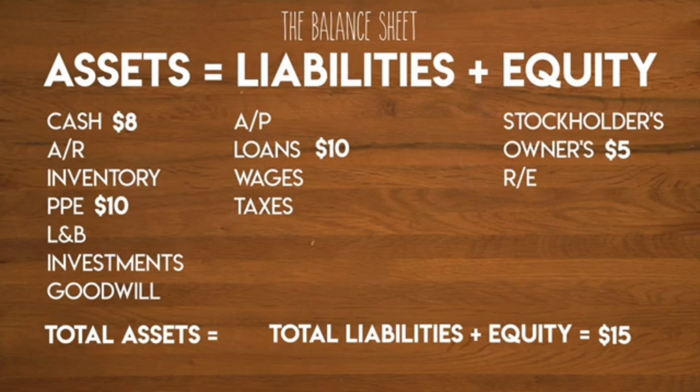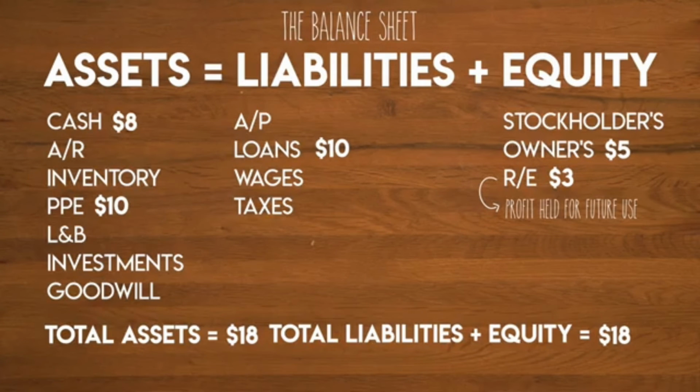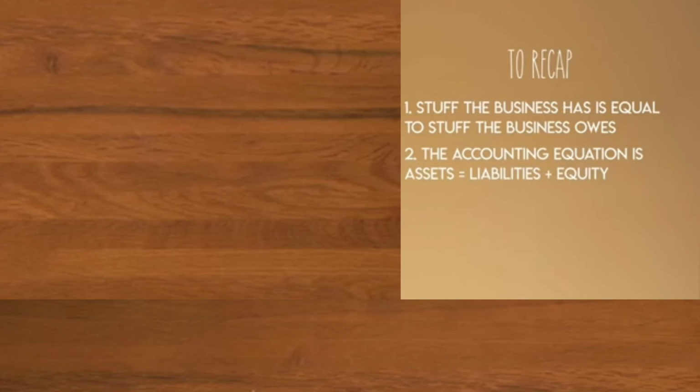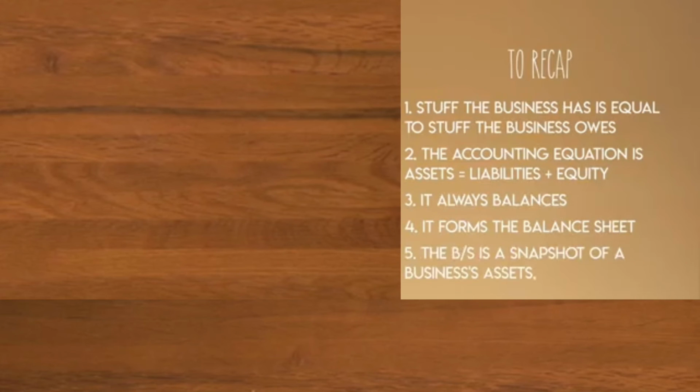Remember I said that we can think of retained earnings as profit held for future use. So my retained earnings are going to increase by $3. Because my business has made a profit of $3, my total assets have now increased from $15 to $18. So to recap, in this video, we have learned that stuff that the business has is equal to the stuff that the business owes. This can be reworded to form the accounting equation, assets equal liabilities plus equity. This equation always balances. The expanded accounting equation forms the balance sheet, and a balance sheet is a snapshot of a business's assets, liabilities, and equity at a single point in time.